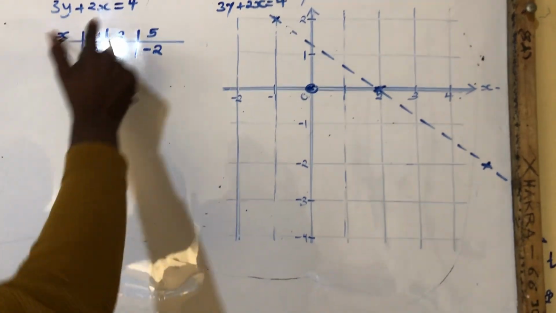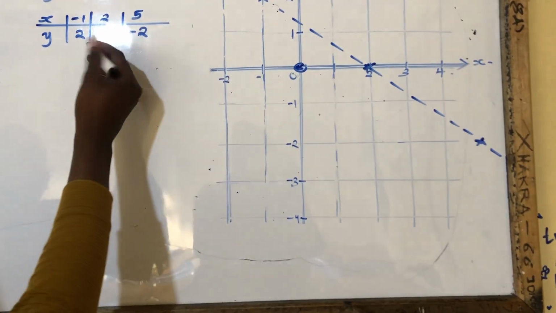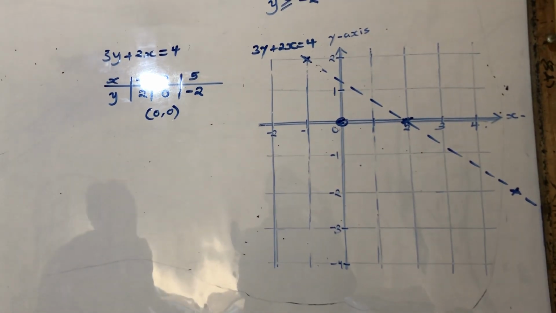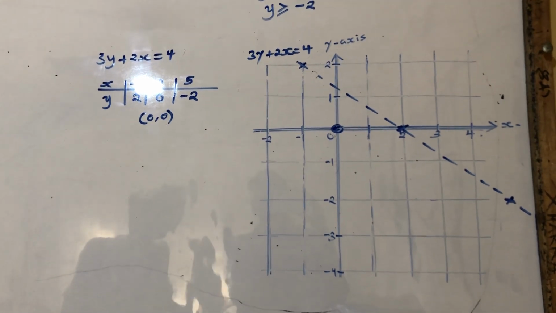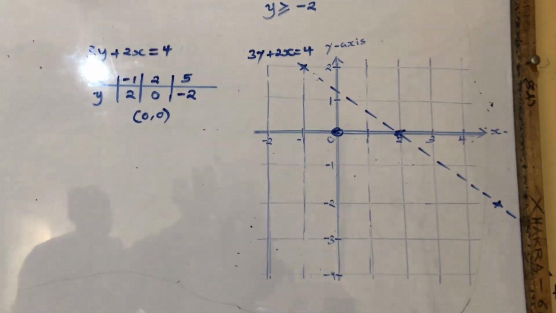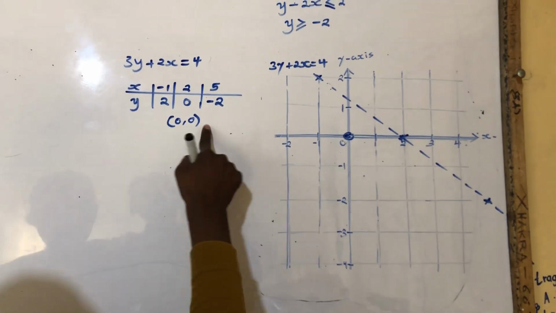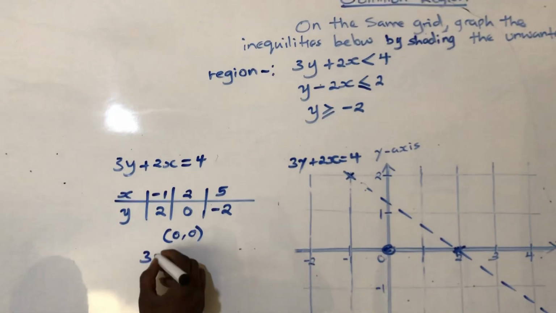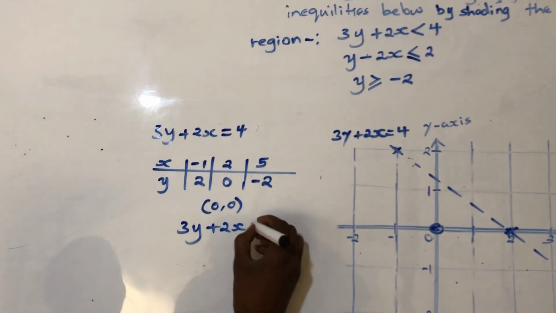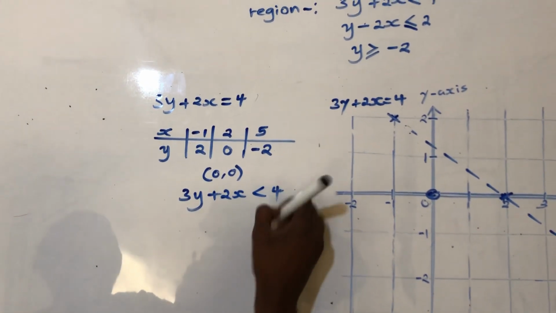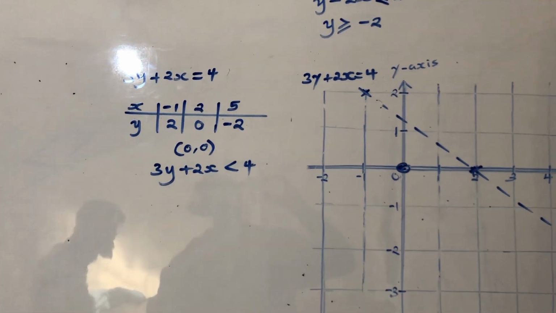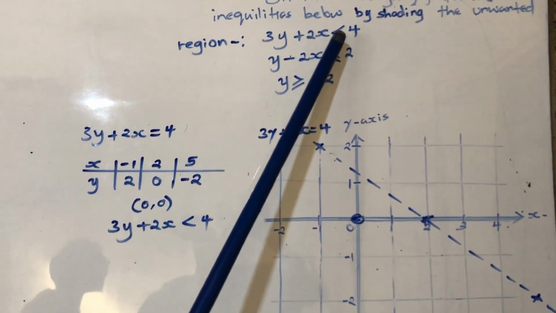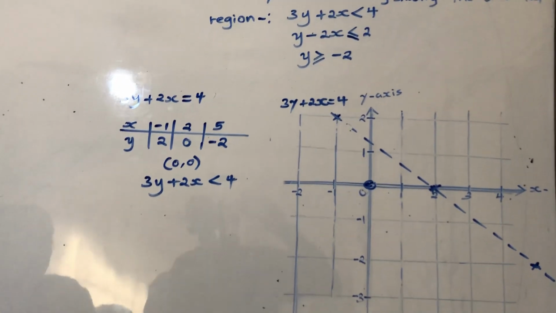What do we do with 0, 0? We will come to our inequality after choosing 0, 0 as the point. You pick a point, then that point is what we will use to test whether the region is wanted or unwanted. We will then take our inequality. What is the inequality? 3y plus 2x is less than 4. Please do take note, this time round, you will be required to pick the inequality symbol as well.